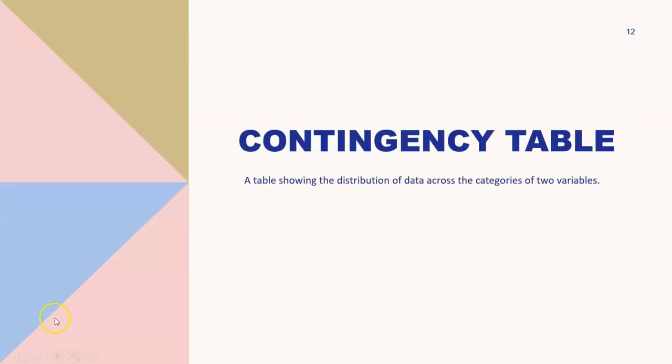Now, what is a contingency table in a chi-square test of independence of attributes? Contingency table is a cross-frequency tabulated table where you have the distribution of data across the categories of the two categorical variables, or the cross-frequency distribution of data of the categories in your categorical variables are given in the contingency table.